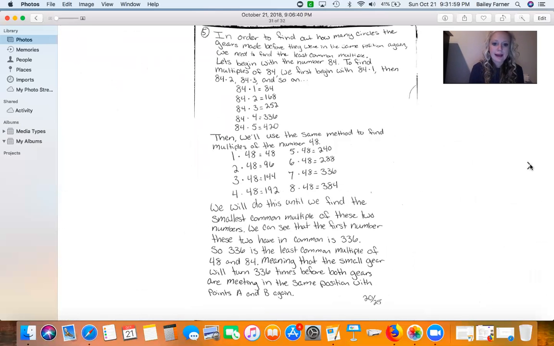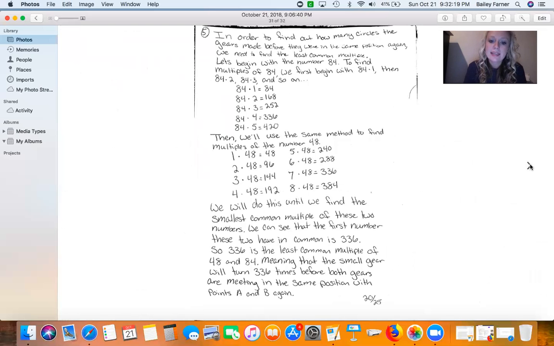And then number 5, this question was about the gears, the smaller gear and the bigger gear. And so to find the answer for this, the question is, how many more revolutions will the small gear have to make before A and B are in the same position again?